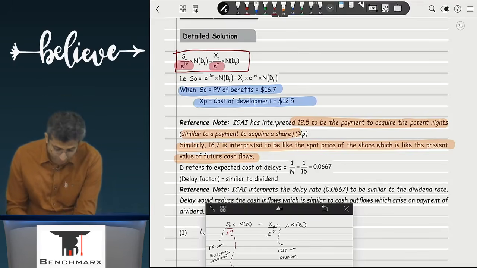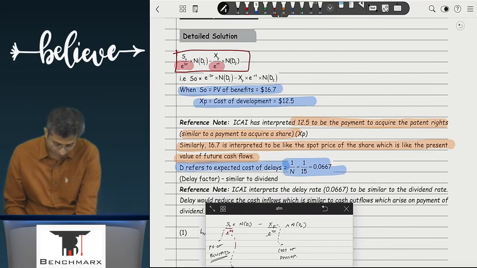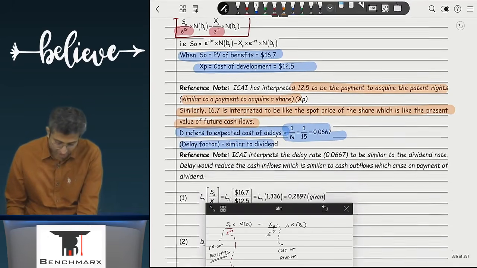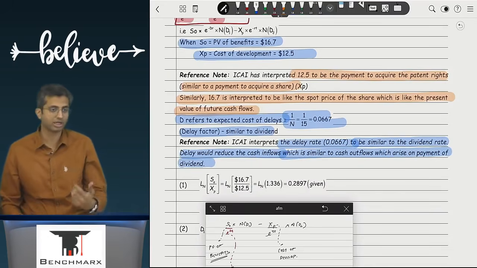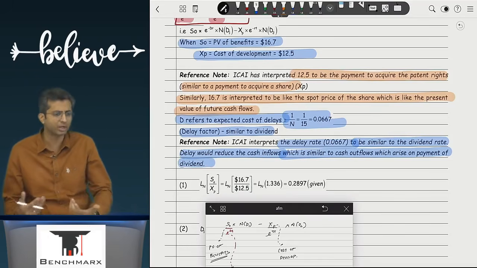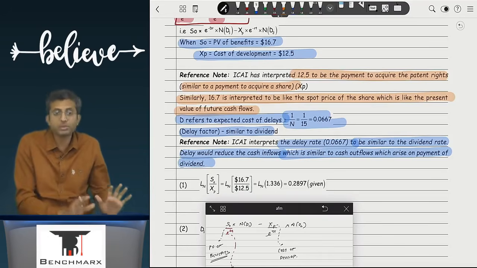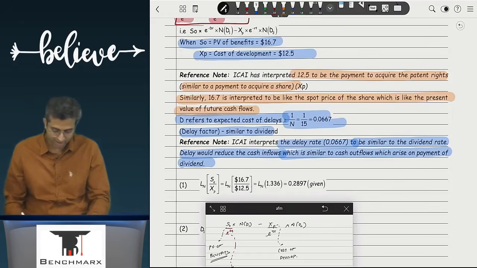And D refers to, this is a new thing. This refers to the cost of delay, that is 1 by n, that is 1 by 15. That's 0.0067. Delay factor is similar to dividend. ICAI interprets the delay rate to be similar to the dividend rate. Delay would reduce the cash inflows, which is similar to cash outflows which arise on account of dividend. When you look at the dividend, the spot holder does not get that dividend. Delay would kind of reduce, is what probably the institute is interpreting, but this is my best guess. They have not really explained what is happening, why it is happening.